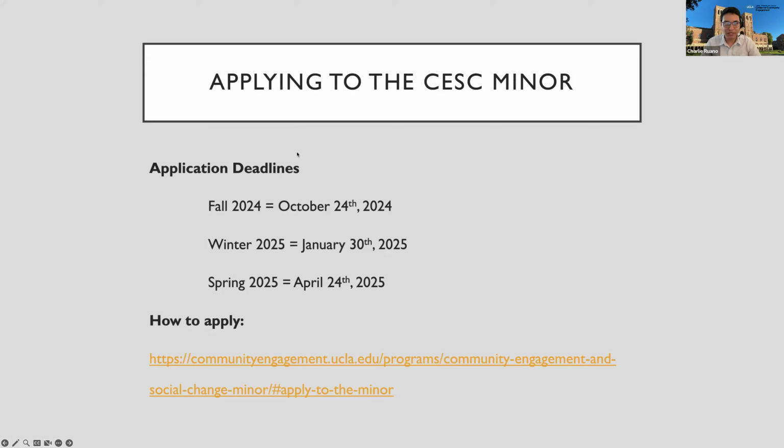All right, so some application deadlines. As Amara said, we have our fall one coming very soon. Today is October 22nd. So in 2 days, the application deadline for the fall is set to arrive. And then for the winter, we have January 30th, way ahead in the year, 2025, into next year, actually. Spring 2025, which is in April. And I'm hoping you all apply.